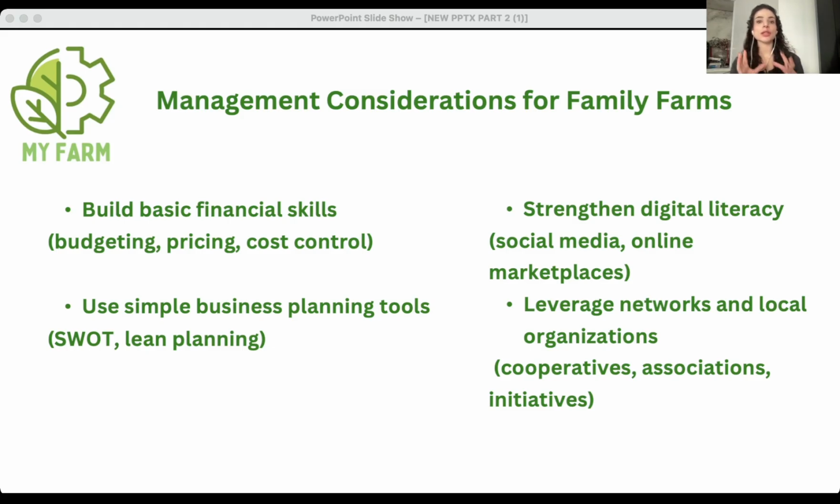In terms of management considerations, from a business management perspective, smallholder and family farms benefit mostly from basic financial literacy. This includes budgets, pricing, and cost control, business planning tools such as SWOT analysis and lean planning, and digital literacy. This includes social media and digital marketplaces, and also from networking through local initiatives, cooperatives, or associations. The use of simple mobile friendly applications is rising, and this increase helps small farmers track cost, forecast harvest, and manage client orders.